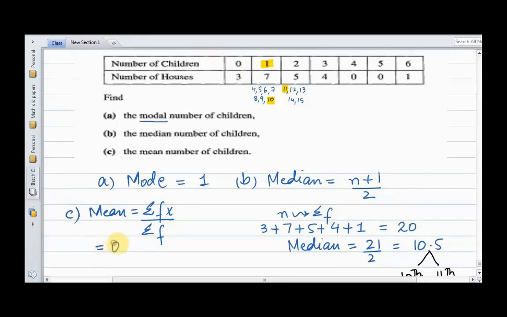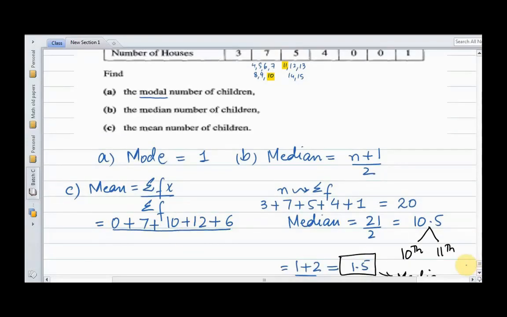0 times 3 is 0, plus 7 times 1 is 7, plus 5 times 2 is 10, 4 times 3 is 12. There are two zeros, we ignore them, and the last one is 6 times 1 is 6, divided by the total frequency we found in the median part, it's 20.